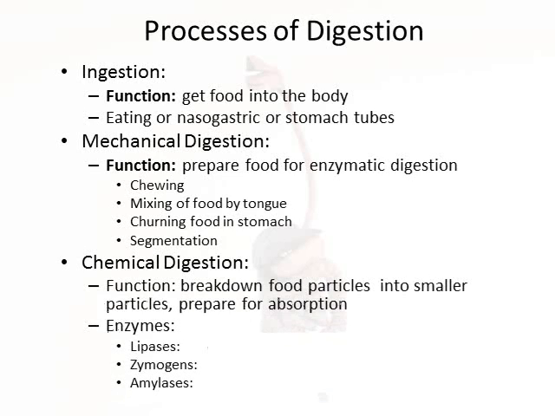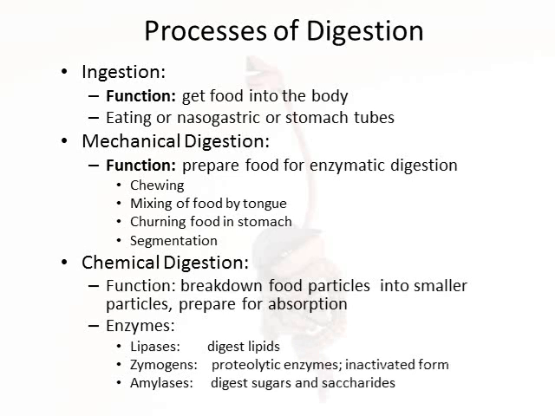And then we have chemical digestion. So this is the breakdown of food particles into smaller food particles that help prepare it to be absorbed. We have to get most food particles to their smallest components before we can absorb them, and this is mostly done by enzymes. These enzymes include lipases, which break up lipids, and zymogens, which are proteolytic enzymes. These zymogens are the inactive forms. Proteolytic means they break down proteins. And then the amylases are there to digest sugars and saccharides, any of the carbohydrates. So you can see how each of those enzymes match up with one of the three macronutrients: lipids, proteins, and carbohydrates.